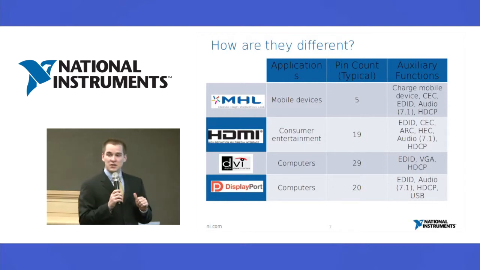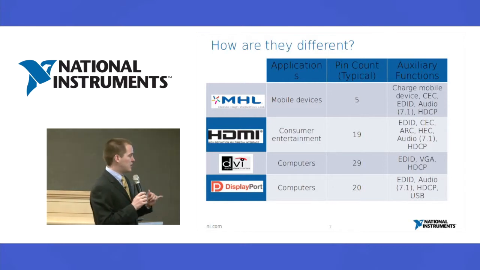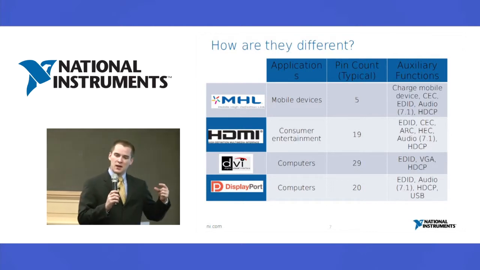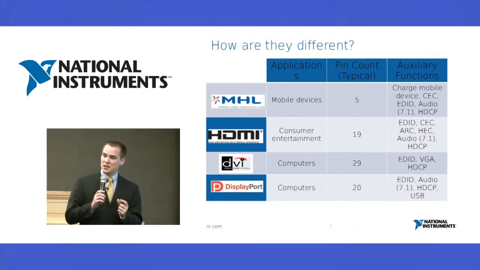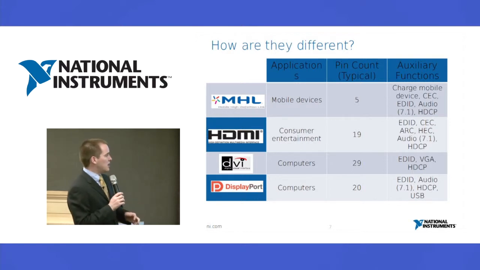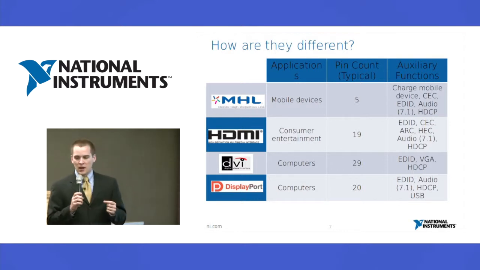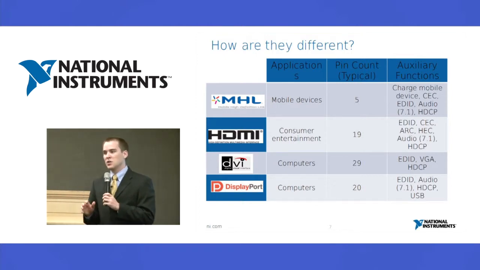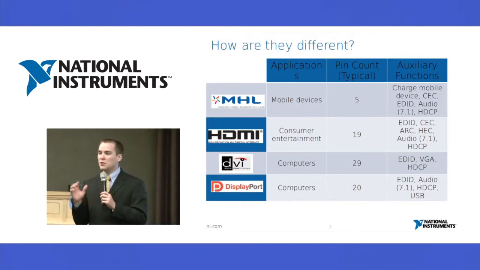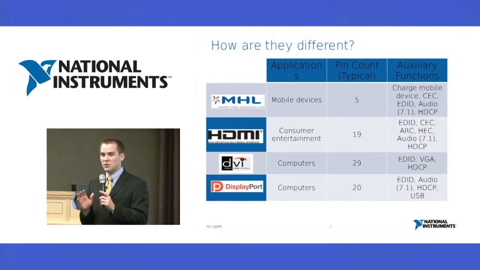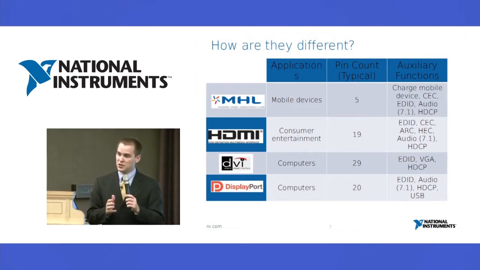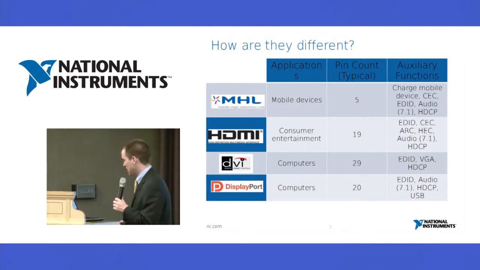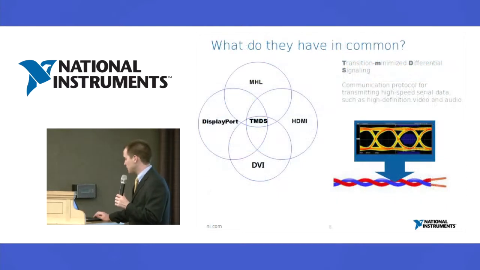The auxiliary functions can differ from one to another. DVI, for instance, has USB embedded into it. So you have a USB connection inside the DVI cable. Similarly, HDMI also includes an embedded Ethernet inside there. So this is how they're different. Mostly different bodies, different organizations made the different specifications, and how they're supposed to be used is really their biggest difference. But they're all digital video.